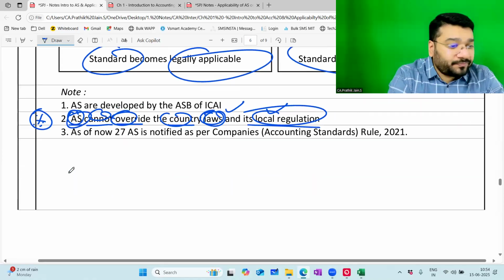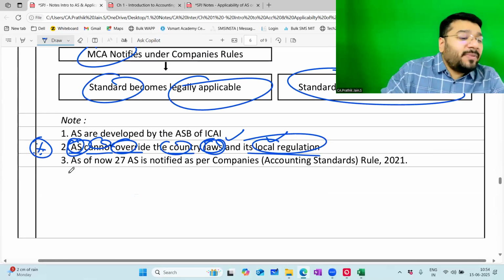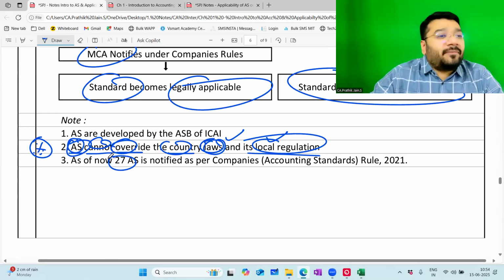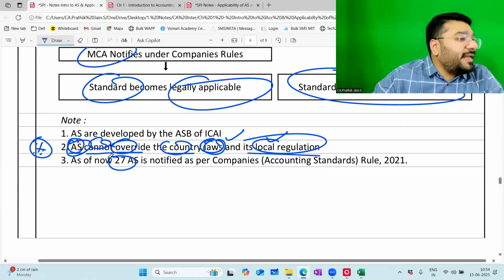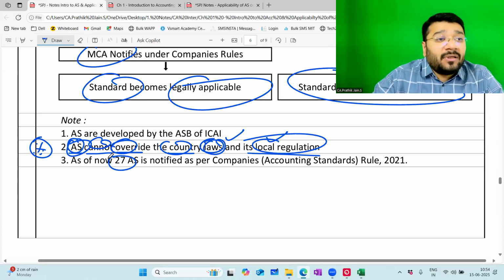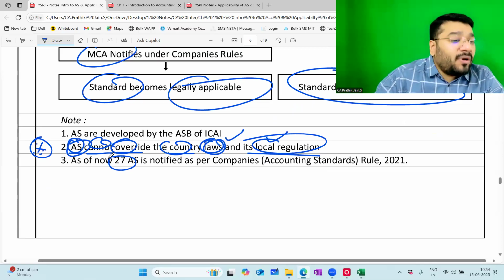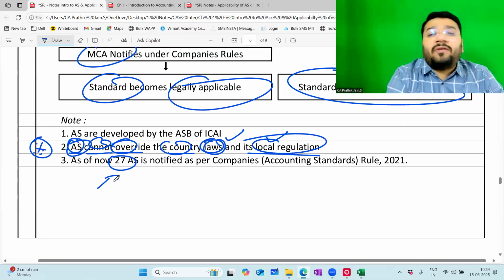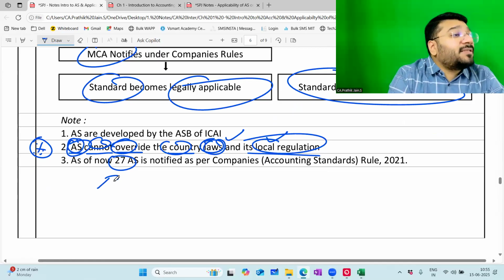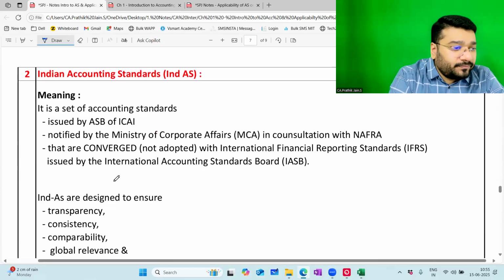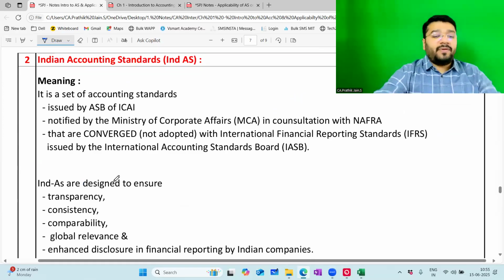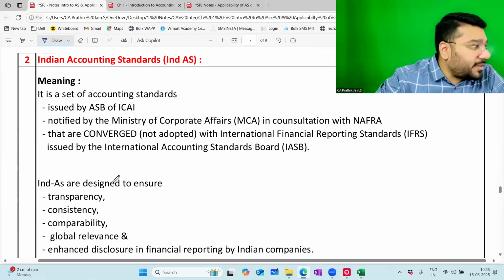Yes or no? As of now, how many standards have been notified? Earlier 29, then 2 were scrapped, AS 6 and AS 8. They got merged with another 2 AS, which I'll be discussing in the respective AS. Therefore, now it is how many? 27 notified accounting standards that the companies have to follow. Till this, what we did was a revision of the last class.